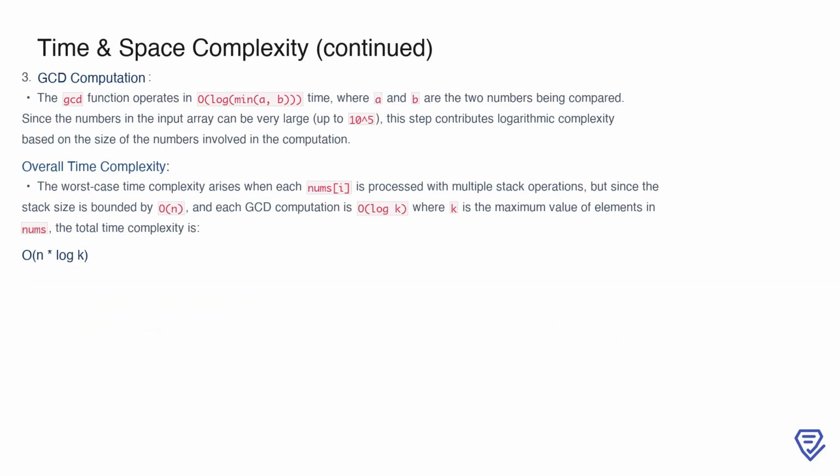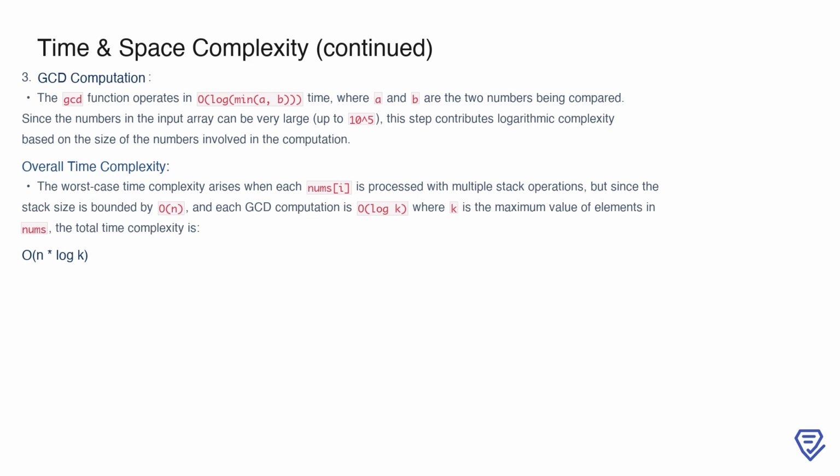The GCD computation is a fundamental part of our algorithm and operates in O(log(min(A, B))) time, where A and B are the two numbers being compared. Given that the elements in the array can be as large as 10⁵, this introduces a logarithmic factor based on the size of the numbers.